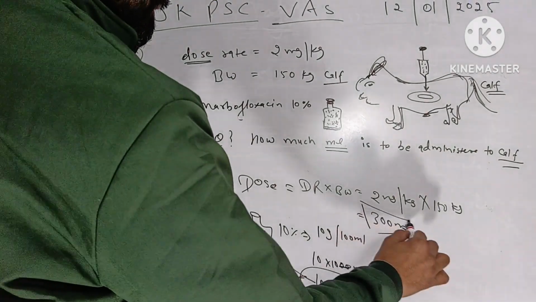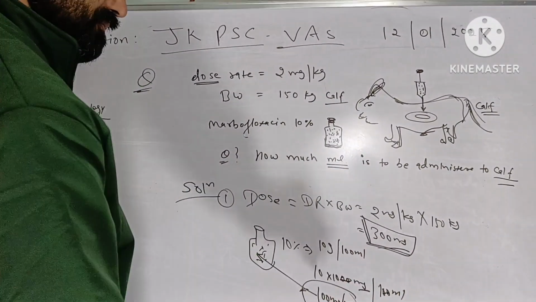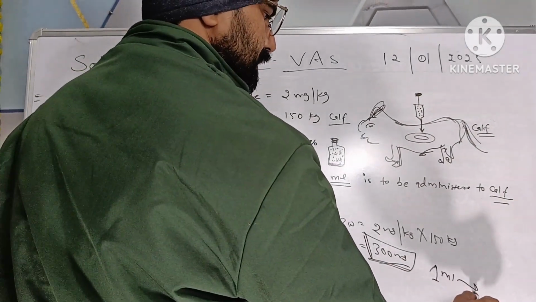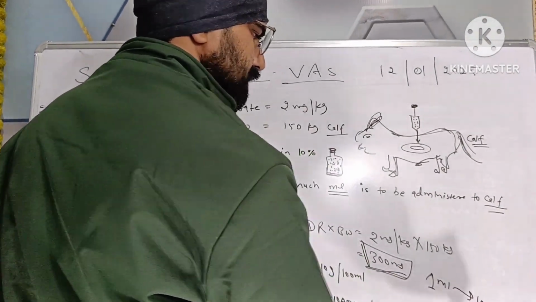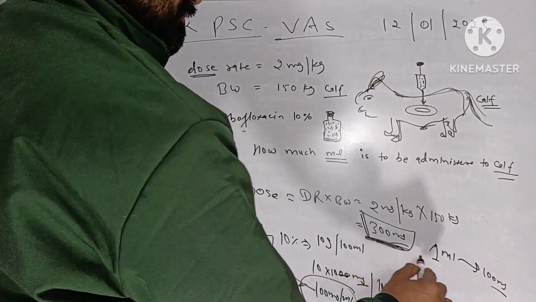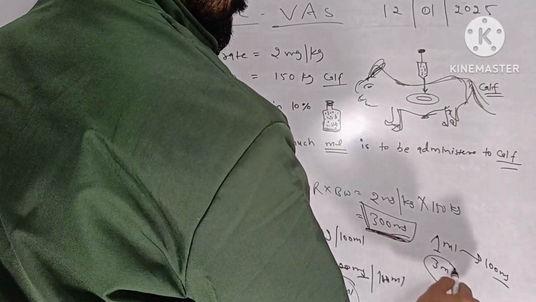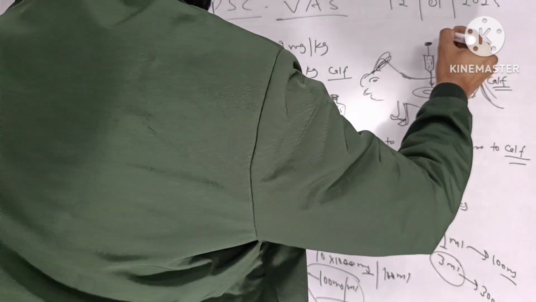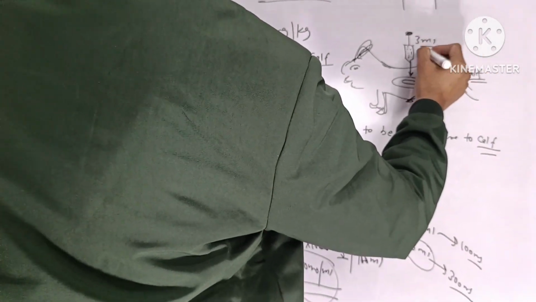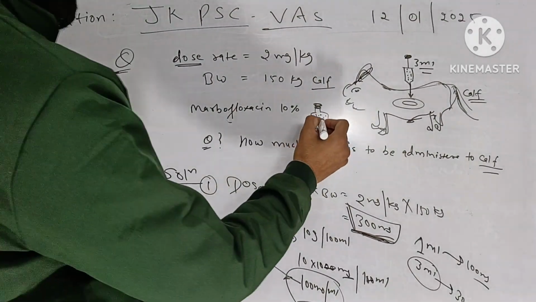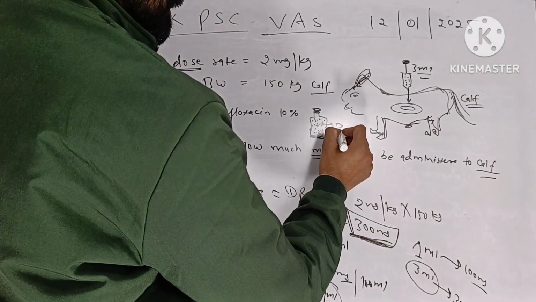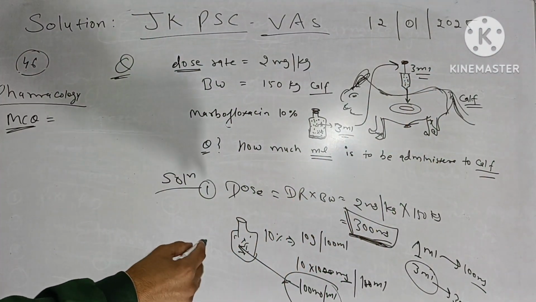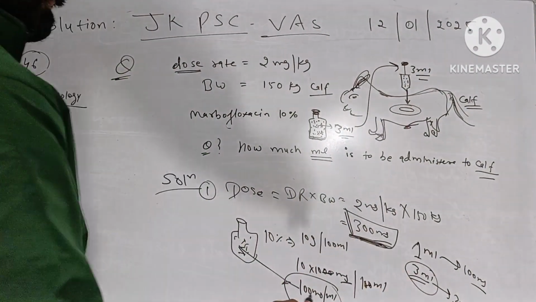And what is the dose? 300 mg. So if you inject 1 ml, then you are injecting 100 mg. But we need to inject 300 mg. So 3 ml contains 300 mg. So the answer is 3 ml. From this bottle you will withdraw 3 ml and inject it into the calf. So the answer is 3 ml.